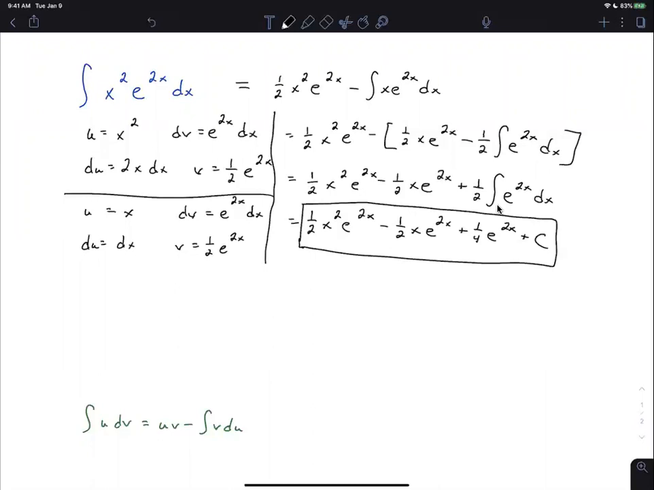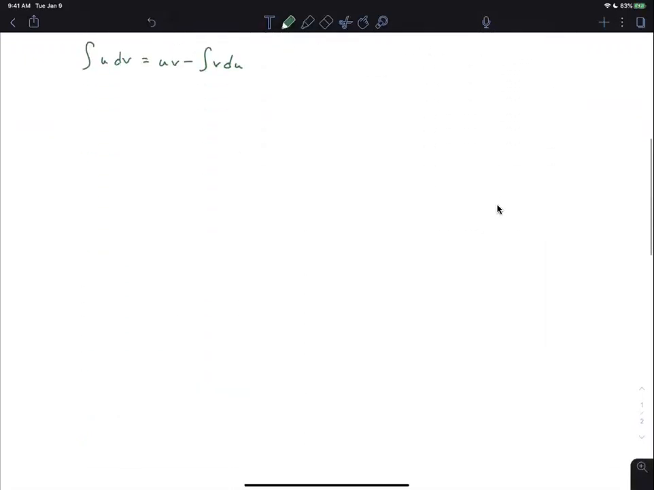Okay, so I want to look at another problem, and then I want to start talking about the different types of setups we could have. So I want to look at the integral of x to the third natural log x dx. And I want to look at two potential setups for this.